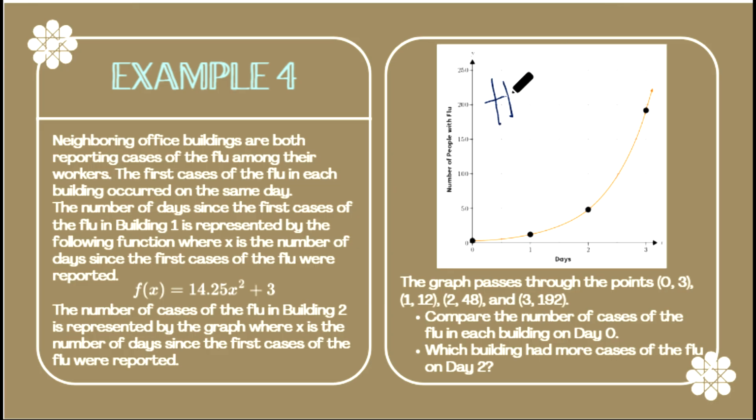So this is building number 2, and this is building number 1, because that's where I always get mixed up. The graph passes through the points (0, 3), (1, 12), (2, 48), and (3, 192). Compare the number of cases of the flu in each building on day 0, and which building had more cases of the flu on day 2. So the first thing I would do on this problem is go to GeoGebra and graph this.